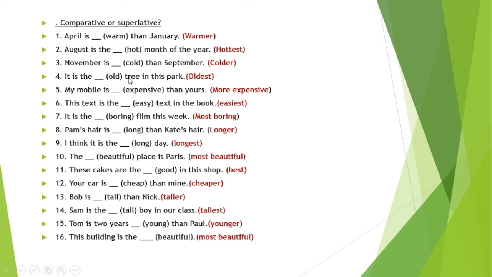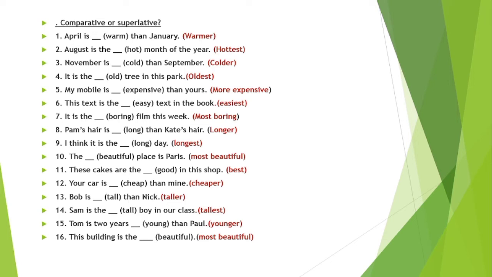It is dash old tree in this park. Again this is the oldest tree in this park. It means that this tree is compared with the rest of all the park. So old, and old is single syllable, and we'll add est to make superlative degree. It is the oldest tree in this park.